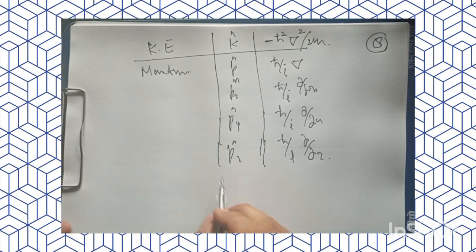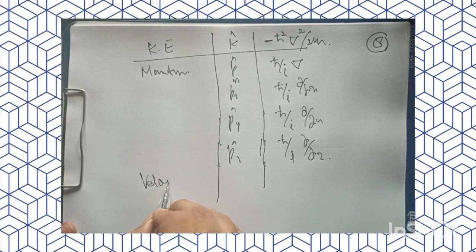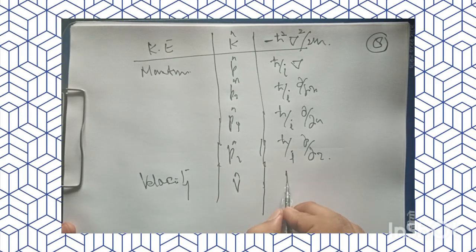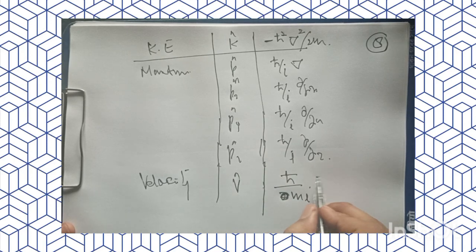And we also have velocity as an observable, and this velocity has the operator v cap, and that operator is h cross by, no, it's not 2, it is m I del. And automatically you can write down the components of the velocity. You can write down the operators for separate components of the velocity operator.